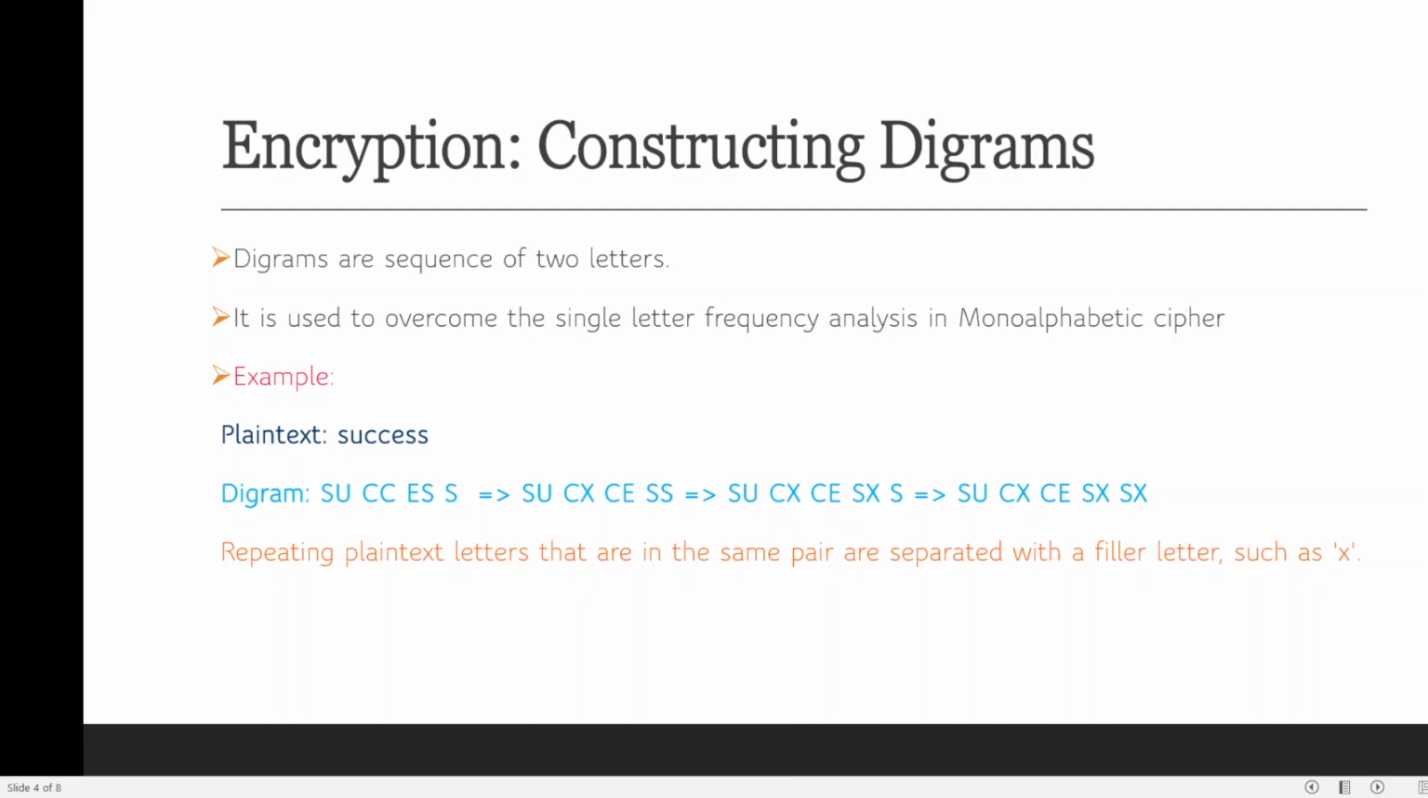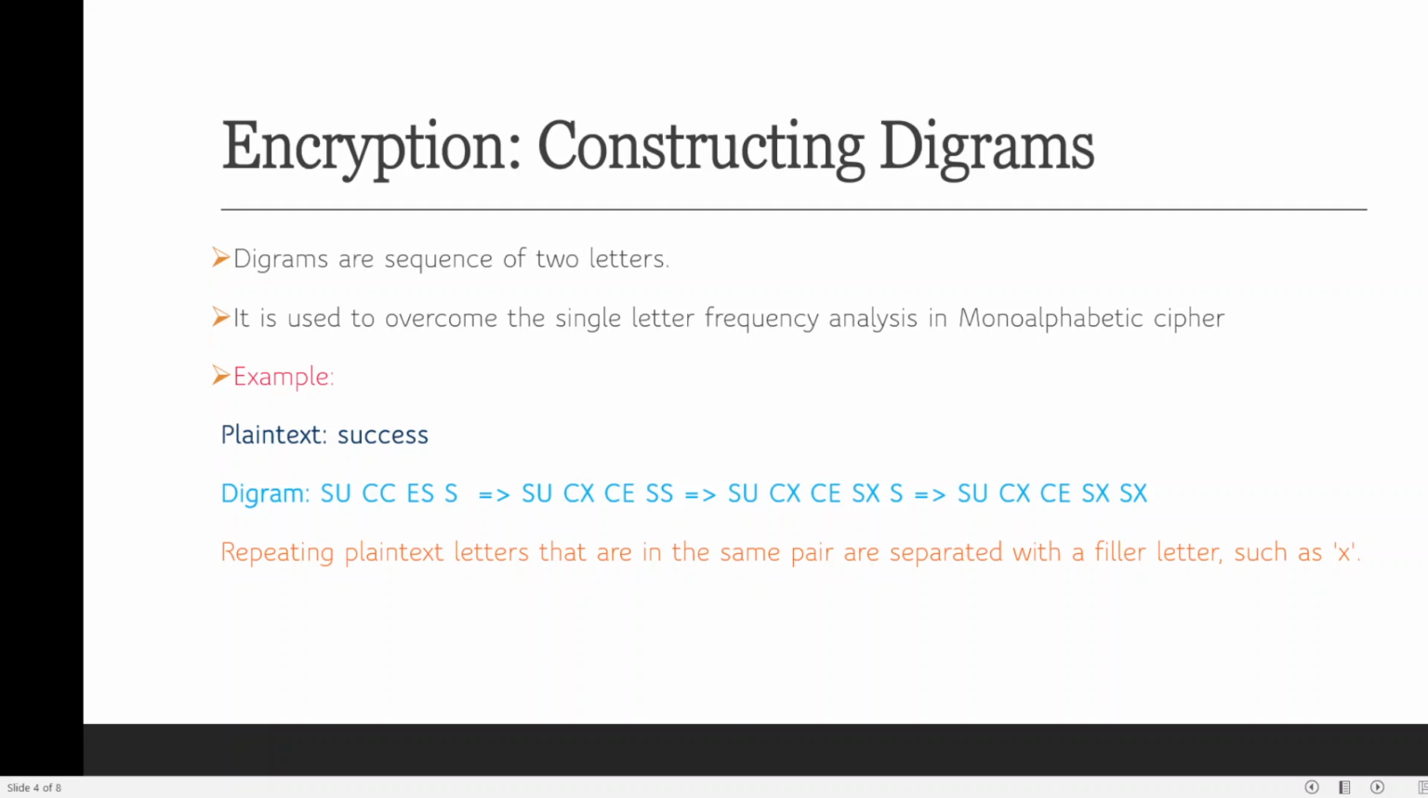Next, we'll be constructing the digrams. Digrams are sequences of 2 letters. It is used to overcome the single letter frequency analysis in monoalphabetic cipher. For example, if you have the plain text success, it is divided into multiple digrams.